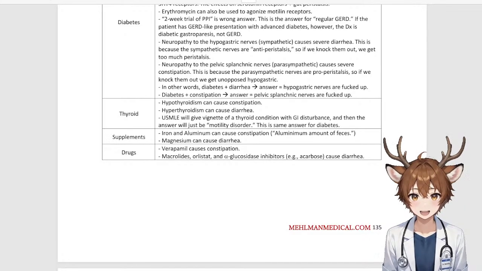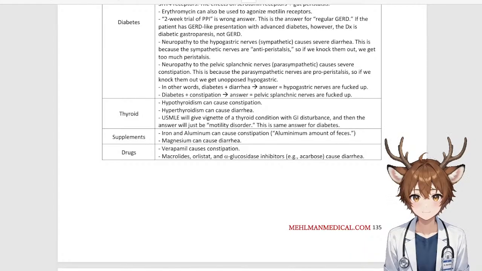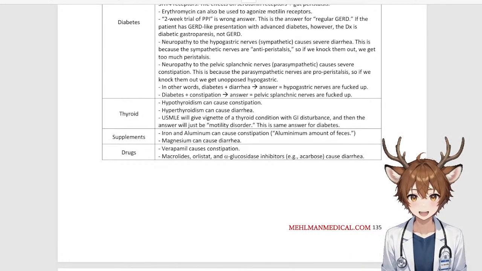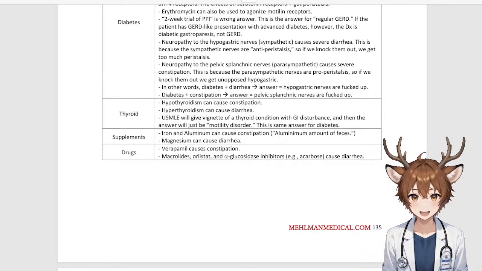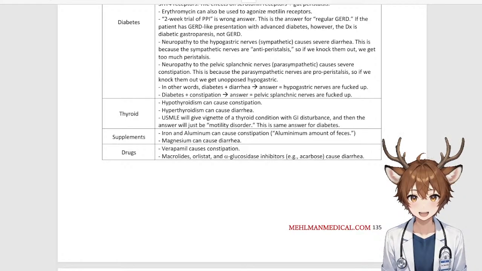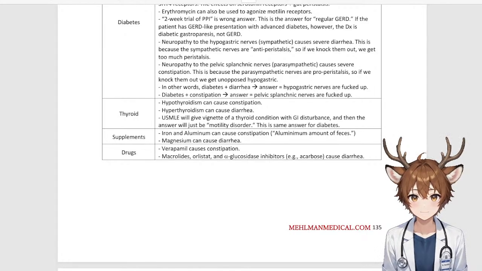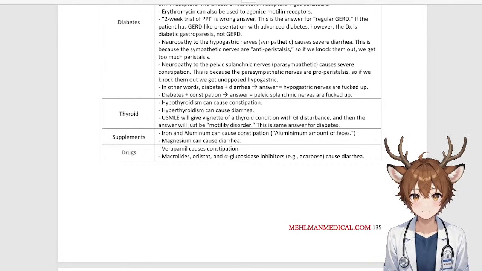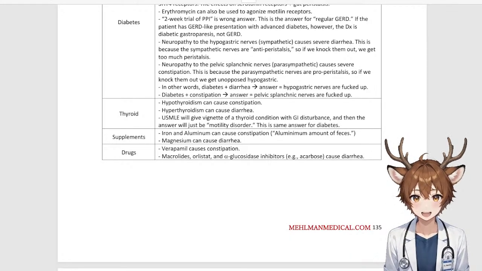Supplements. Iron and aluminum can cause constipation. Okay. Magnesium can cause diarrhea. So magnesium, diarrhea; aluminum and iron can cause constipation. Drugs: verapamil causes constipation, while macrolides, orlistat, and alpha-glucosidase inhibitors like acarbose can cause diarrhea.